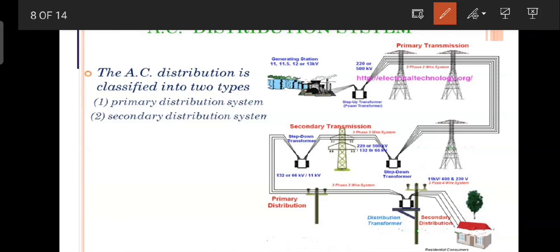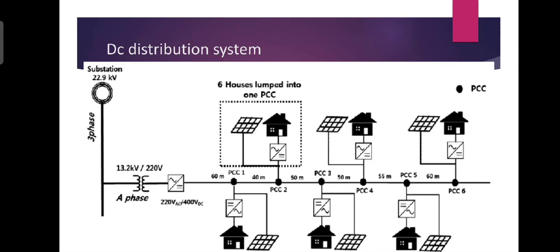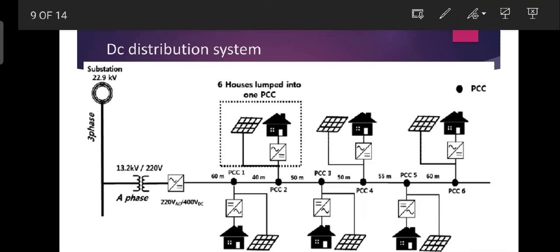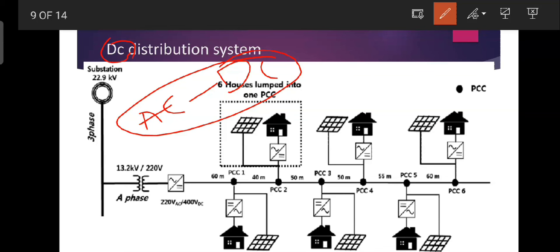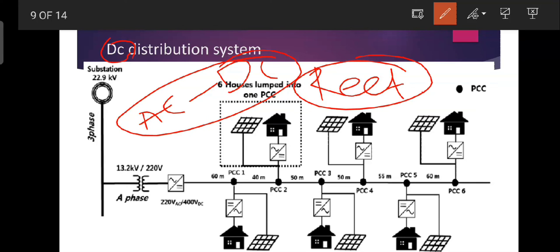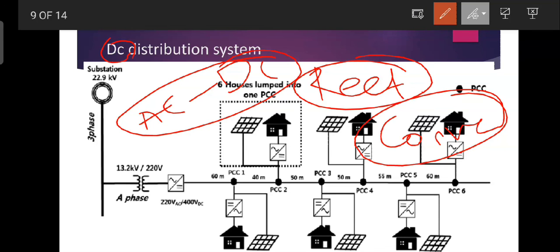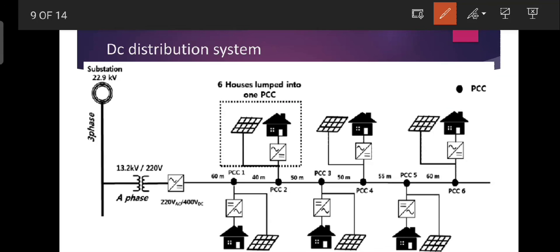Let me erase. So next we go to our DC distribution system. It is about the DC distribution system, but we generate only AC power. So how will AC power be converted to DC power? By using the rectifier or by using a converter, we convert the AC power to DC power.